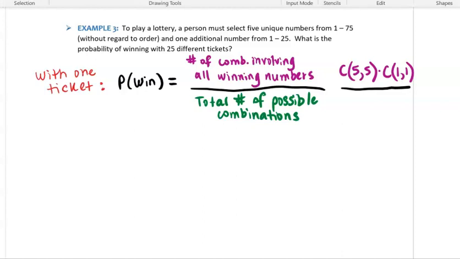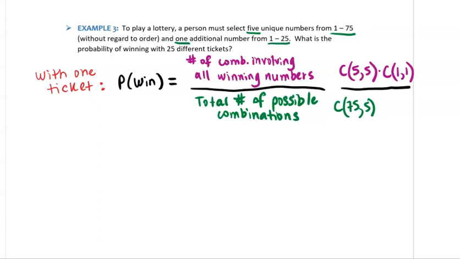In order to get the total number of possible combinations, we are selecting, first of all, 5 numbers from a group from 1 to 75. So out of 75 numbers, we are selecting 5. And then we're selecting one additional number from a group of 25. We would multiply due to the fundamental counting principle. So in the denominator, we would have C75,5 times C25,1. Again, this represents selecting 5 numbers from the group of 75, and this represents selecting 1 number from the group of 25 numbers.